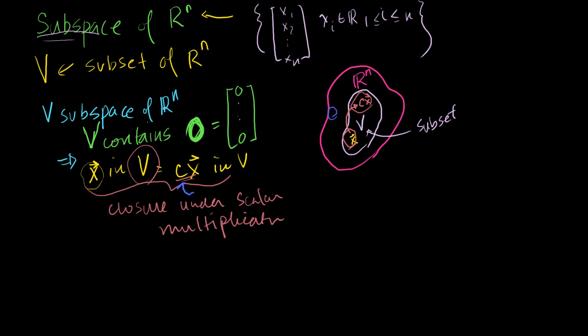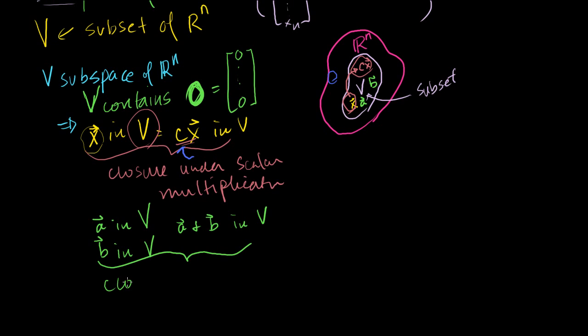And then the other requirement is this: if I have vector A in here, and vector B in here, so vector A is in my set V, and vector B is in my set V, then if V is a subspace of Rn, that tells me that A plus B must be in V as well. So this is closure under addition. Let me write that down. Closure under addition.